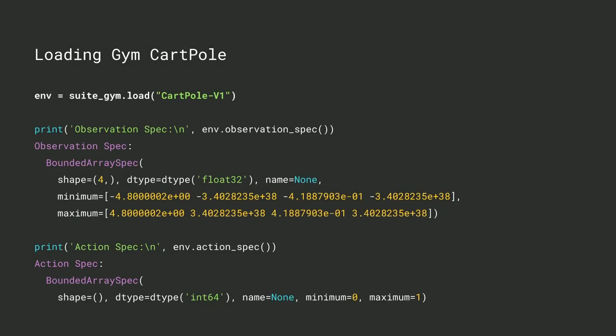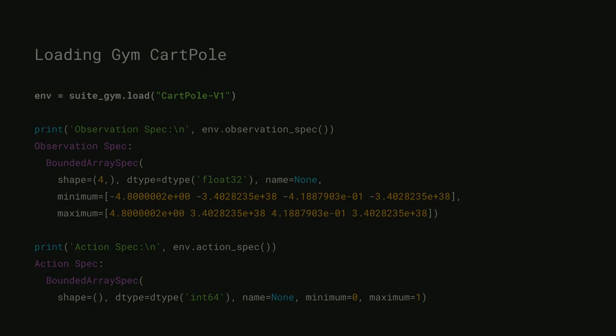We support OpenAI Gym, which is a very popular framework for environments in Python. And you can simply load CartPole from that. That's the first line. And now you can perform some introspection. You can interrogate the environment, say, what is the observation spec? Here you can see that it's a 4 vector of floating point values, again, describing the angle and velocities of the pole. And the action spec is a scalar integer taking on values 0 and 1, representing left and right.